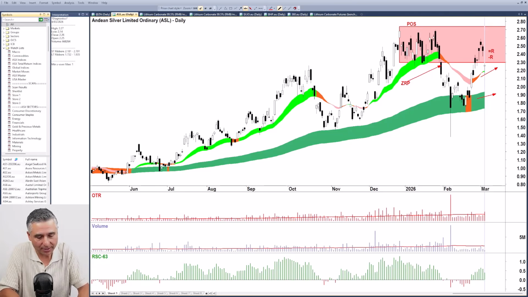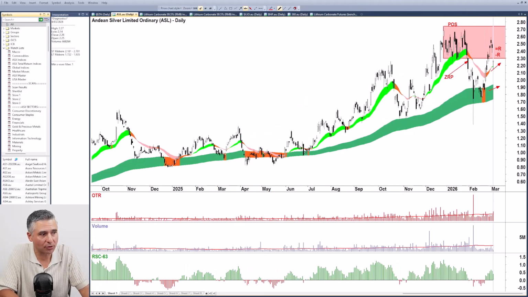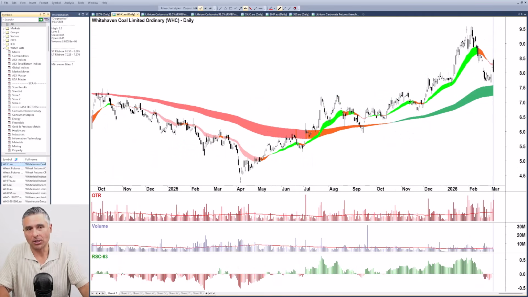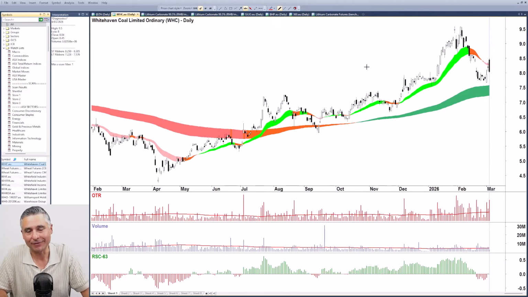Now, not all of these are predominantly exposed to the thermal coal price. Many of them are exposed to the metallurgical coal price, and that one's not doing so well. But let's still look at the coal stocks. Whitehaven Coal, not great, not terrible. Today's candle, I think, is definitive, isn't it? If it closes like that, we will not be going. You can do whatever you want. I will not be going.